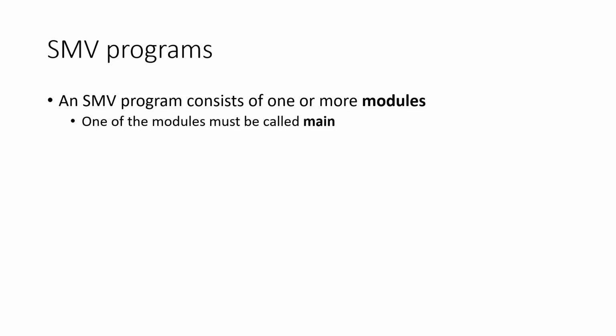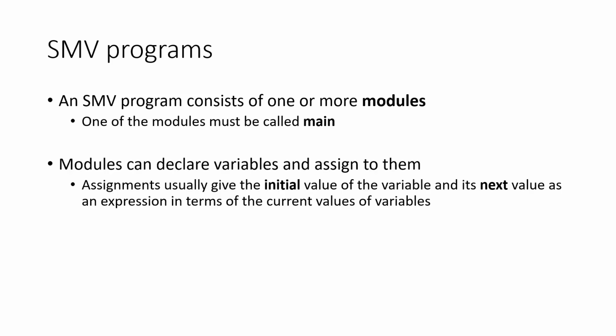We're not really going to use a lot of those modules, so we will just always use the main module because we have to. But the systems that we model are usually very small, so we don't need to instantiate multiple modules, but sometimes it makes sense to do that. And there is support in SMV to do that.